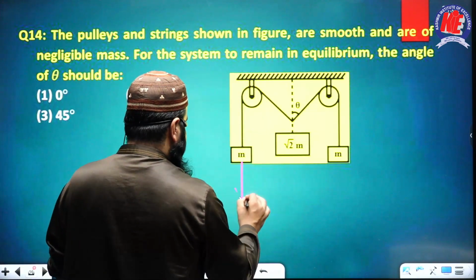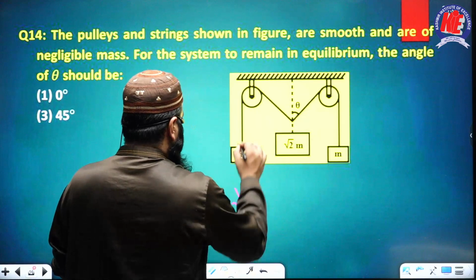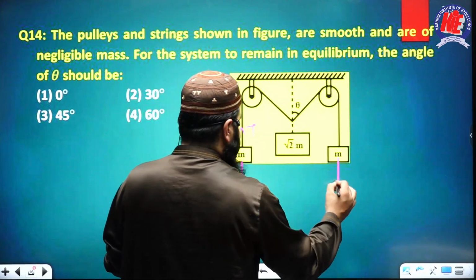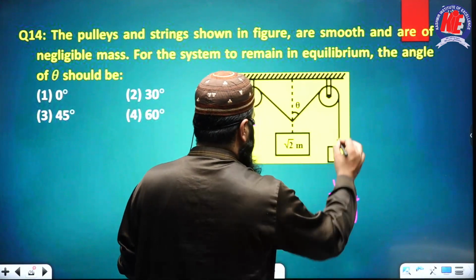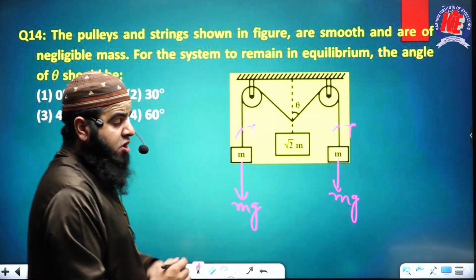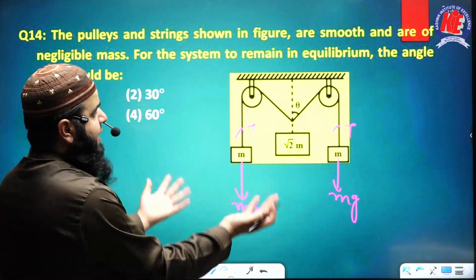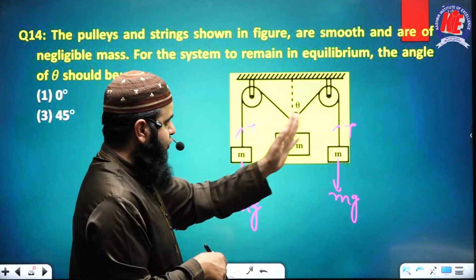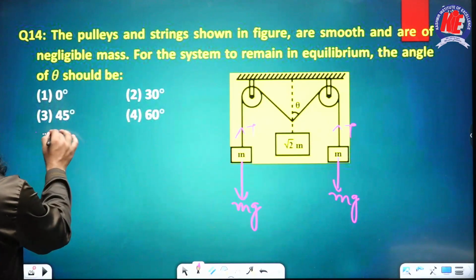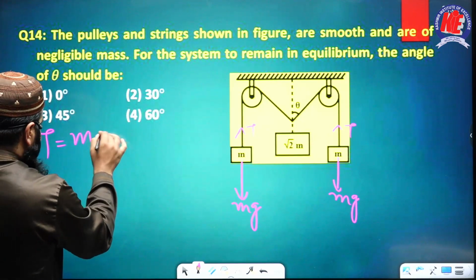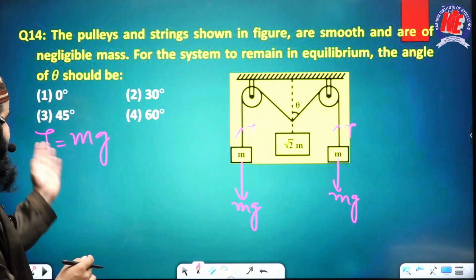If we talk about this m, the downward force will be mg and from here you will have tension T. For this one also, the downward force is mg and from here tension T. The first equation which we can have, for this block, as it is in equilibrium, the net force is 0. So one of the equations will be T is equal to mg.